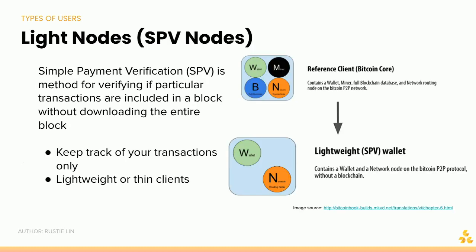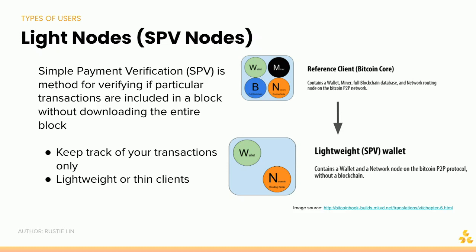One of these ways is an SPV node. SPV stands for Simple Payment Verification. This is called a light node. So this is not a full node. A full node is what you see up top. That's a reference client. That's Bitcoin Core that has the wallet, that has the miner, that has a full blockchain database, that has a network routing node. So that's how you interact with others on the peer-to-peer network. That's a full node. That's everything that you need to operate as a full node. An SPV node, which is below, is just the wallet and the routing and the network node.